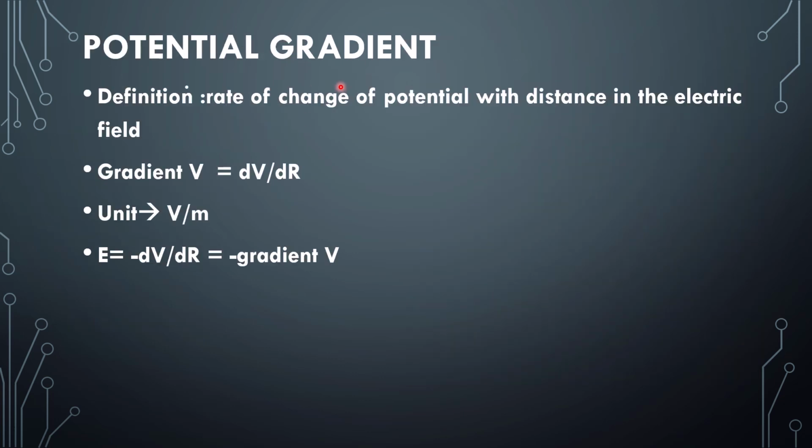The next topic we need to study is potential gradient. The definition of potential gradient is the rate of change of potential with distance in the electric field. That is, gradient V is equal to dV upon dr. The unit is volt upon meter, as the dV unit is volt and the dr unit is meter. The formula of electric field in relation to the gradient is E equals minus dV upon dr, which is equal to minus of the gradient.